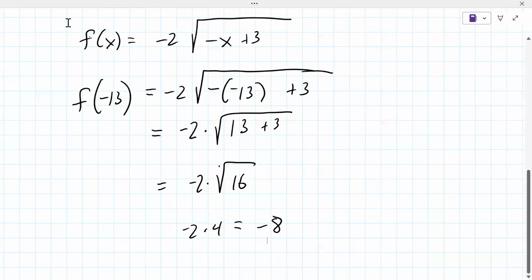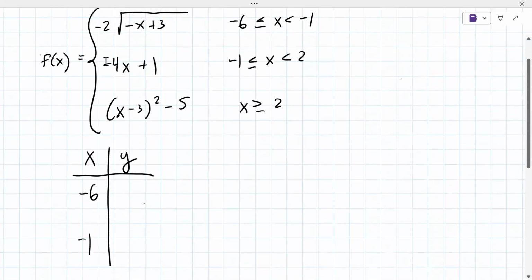Okay. So now it's a negative 13. So for a negative 13. We don't want negative 13. We're doing it for negative 6. In your problem, it's negative 6.